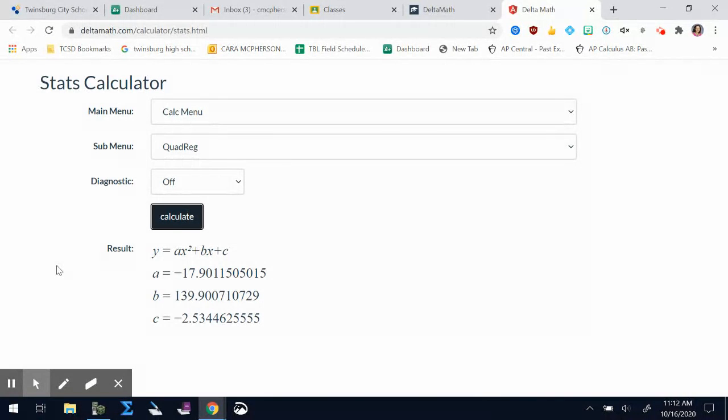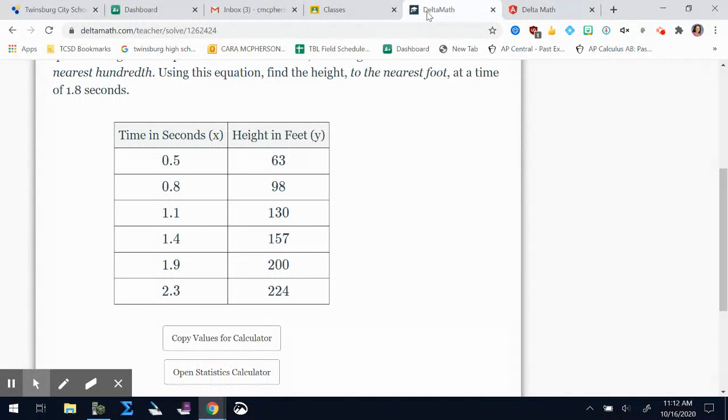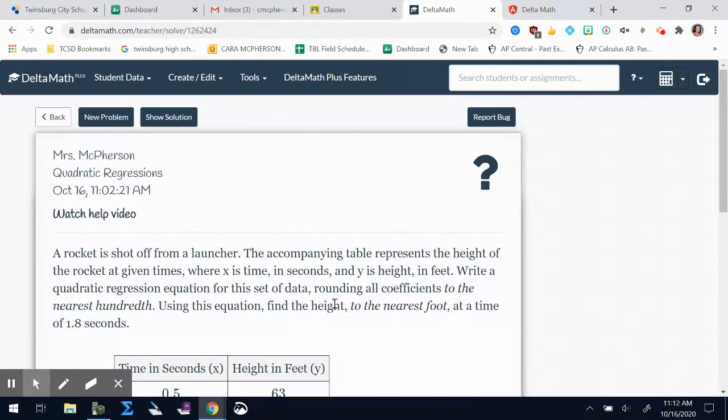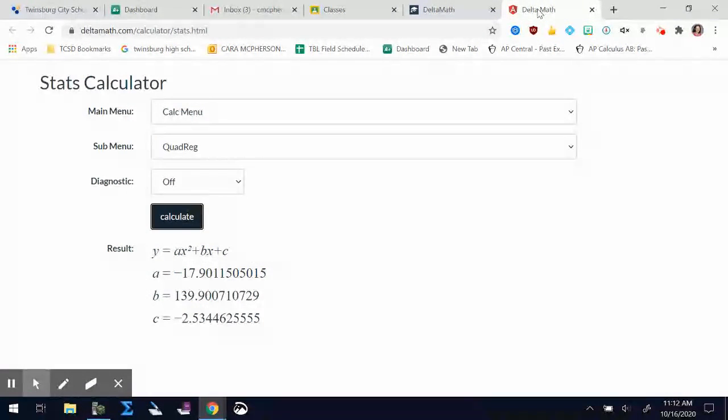It did say round to the nearest hundredth. You want to make sure when you're reading the question, and you can go back to the question just by showing tabs, it says rounding all coefficients to the nearest hundredth. So you're going to go back here and write down that your A value is negative 17.90, your B value is 139.90, and your C value is negative 2.53. So again, all to two decimal places.